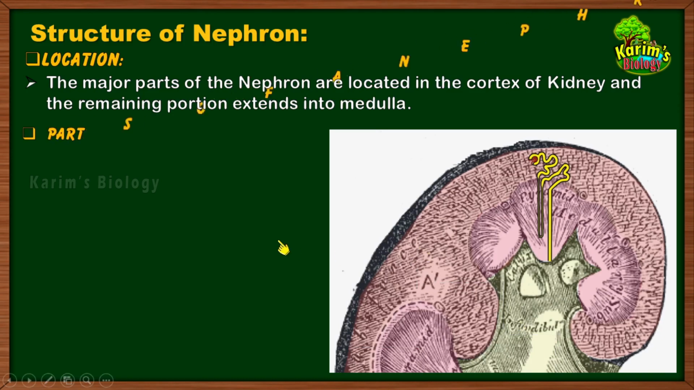Now let us find out about different parts of a nephron. Just look at this picture. This is a small picture of a nephron, and we are going to enlarge this picture and find out about the detailed parts of each and every nephron.